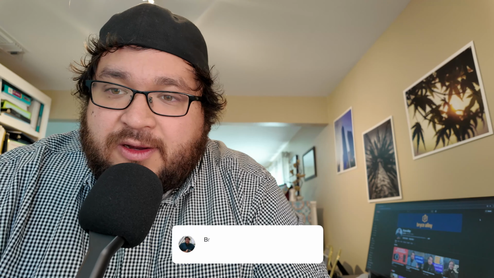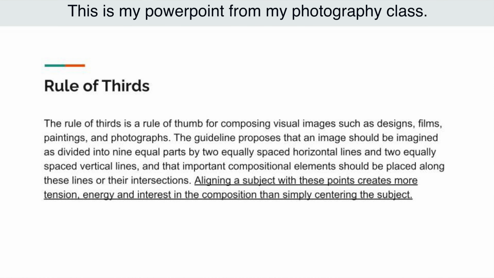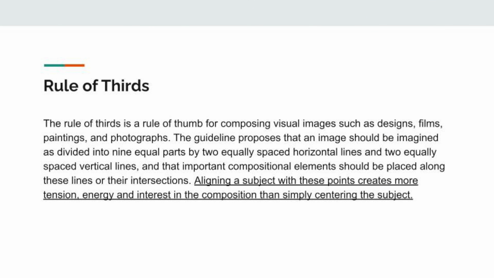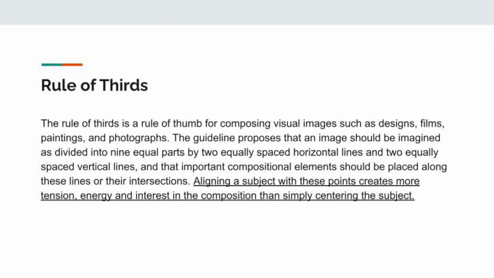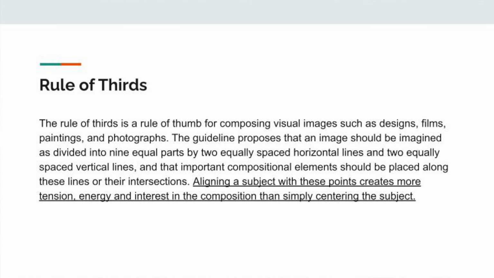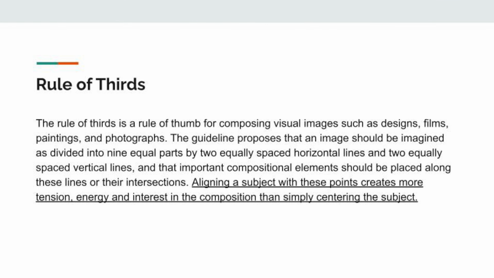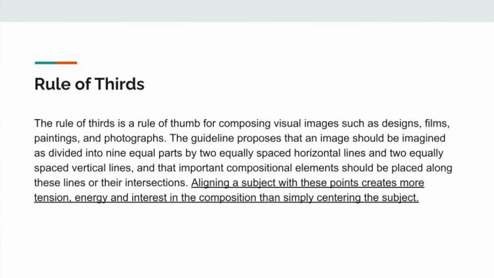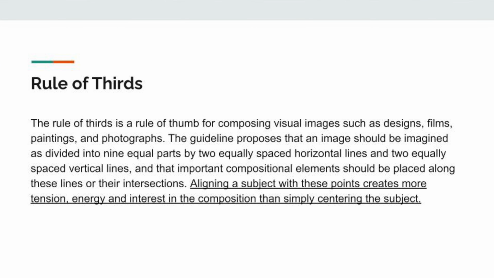Are you a beginner photographer and you wonder what the idea of the rule of thirds is? Basically, the rule of thirds, I'll read it to you exactly. The rule of thirds is a rule of thumb for composing visual images such as designs, films, paintings, and photographs. The guideline proposes that an image should be imagined as divided into equal parts by two equally spaced horizontal lines and two equally spaced vertical lines, and that important compositional elements be placed along these lines or their intersections.